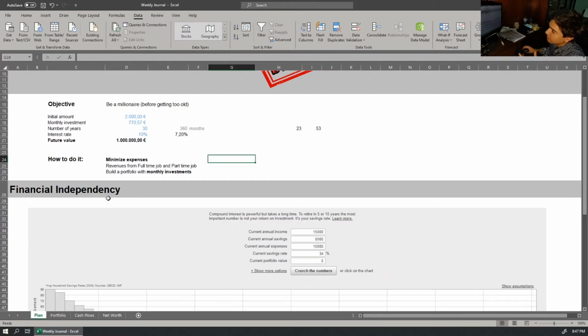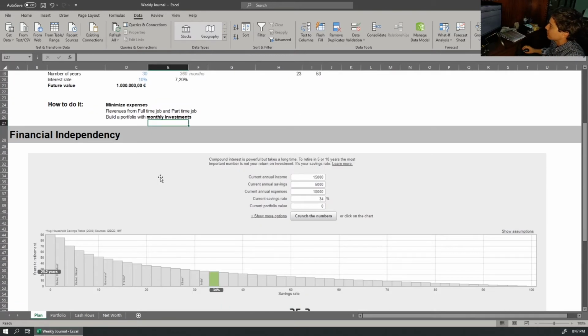How to do it? The same way. We want to minimize our expenses and maximize revenues from the full-time job and part-time job. I'm still an intern, so I want to believe that the income from my full-time job will increase significantly as time goes by. So what we want to do is basically take the receipts from my full-time and part-time jobs to build a portfolio with monthly investments, to build that discipline, that consistency.